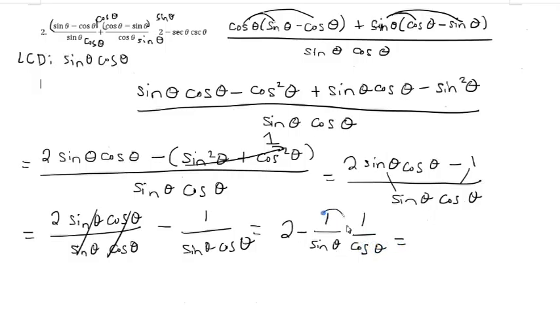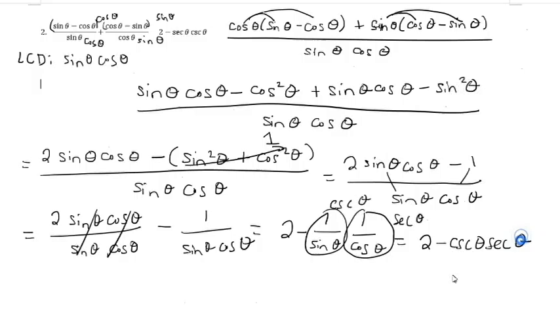And now 1 over sine, if you recall, that's equal to cosecant. And 1 over cosine is equal to secant. So I can replace those, and I have 2 minus cosecant and secant, which if you look at the right side on the original is the exact same match. It doesn't matter what order cosecant and secant are, because of the commutative property. So these match, so that means we have proved it.